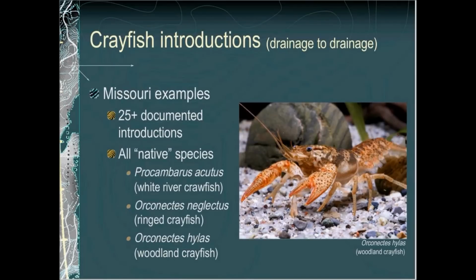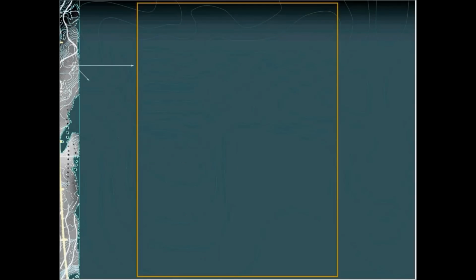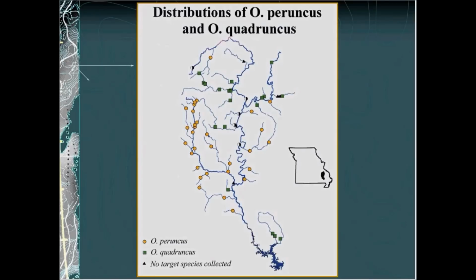And then the woodland crayfish. I'm going to talk about that here. This is the group that I work on: the Big Creek crayfish is Orconectes peruncus, and the St. Francis River crayfish is Orconectes quadruncus. However, they are found only in this upper portion of the St. Francis River in southeastern Missouri.